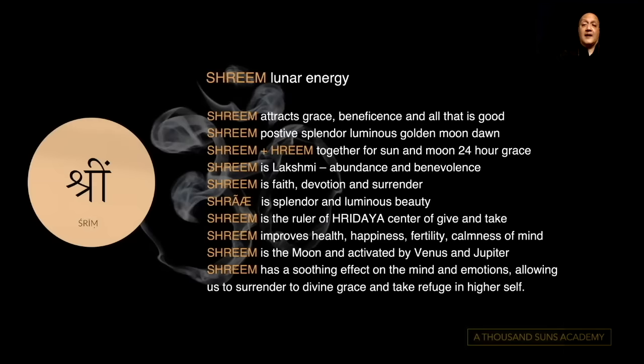Shrim is Lakshmi, abundance and benevolence. Shrim is also surrender. Shri is splendor or luminous beauty. Shri is the ruler of the heart, the center of Hridaya, of the give and take. And it makes everything better. You can't go wrong with Shri.